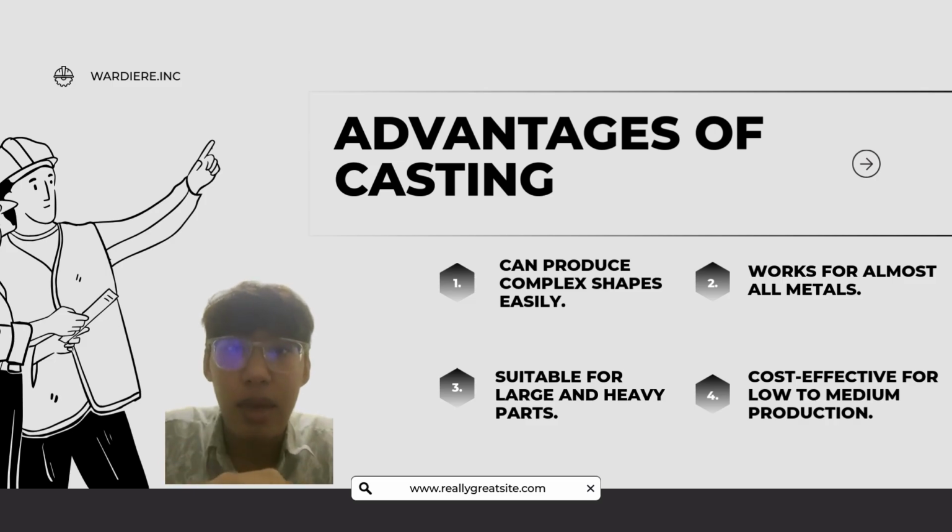And next is the advantages of casting. There are four advantages. First is it can produce complex shapes easily. Second is it is suitable for large and heavy parts. Third is it works for almost all metals. And fourth is it is very cost effective for low to medium production.